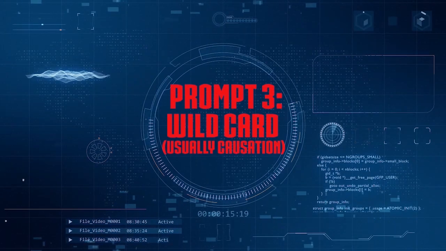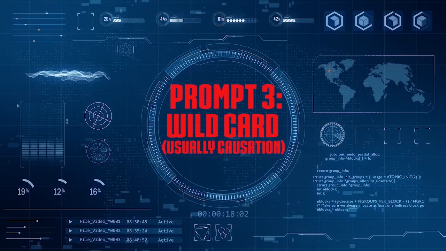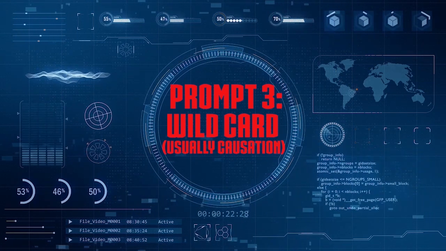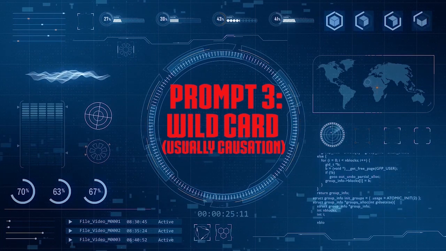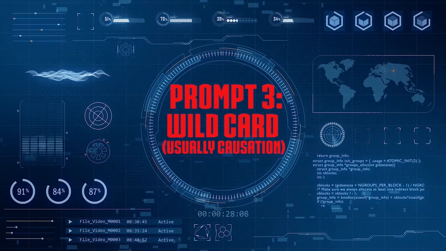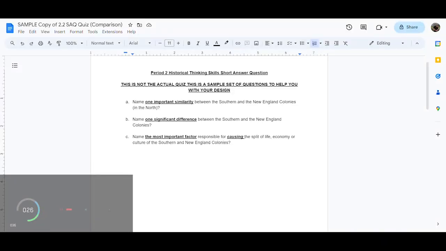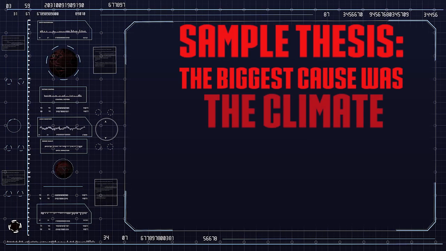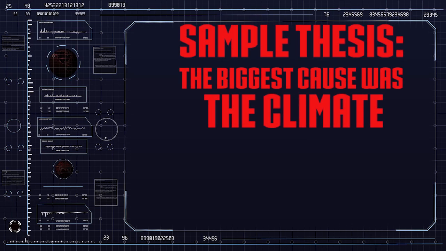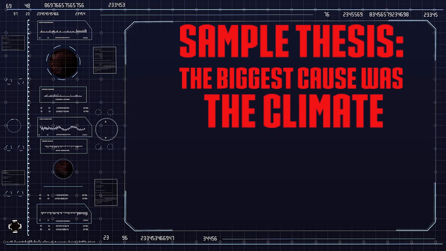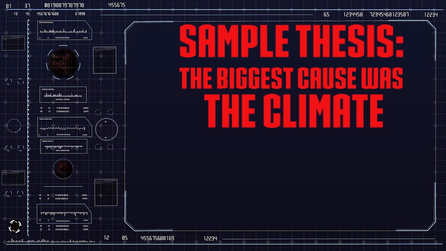The third prompt in a historical thinking SAQ will always borrow from half of another historical thinking skill. It is always a good idea to plan on causation being the third prompt because College Board loves causation. This prompt is designed with that purpose in mind. This prompt is asking us for some sort of factor which caused the differences between the New England and Southern colonies. Since I argued that the economies were the most different, I'm going to argue that the climate played the biggest role in splitting those two regions.